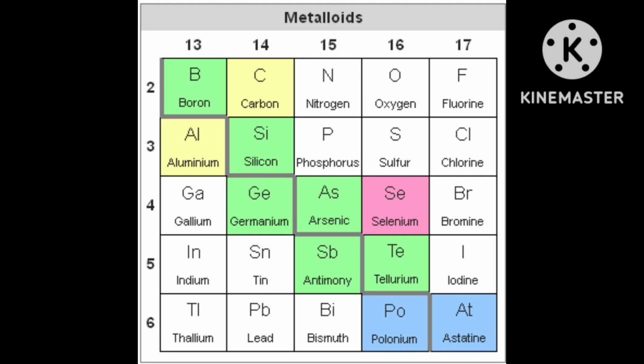The general electronic configuration of S block elements is the noble gas configuration followed by ns1 for alkali metals, and the noble gas configuration followed by ns2 for alkaline earth metals. Here n is the number of the orbit.